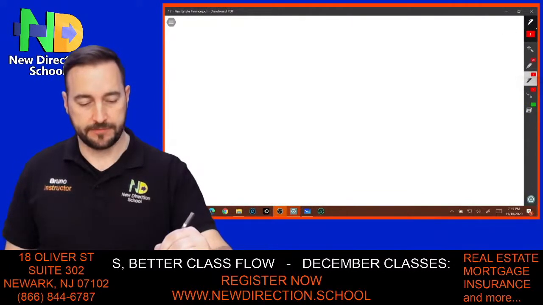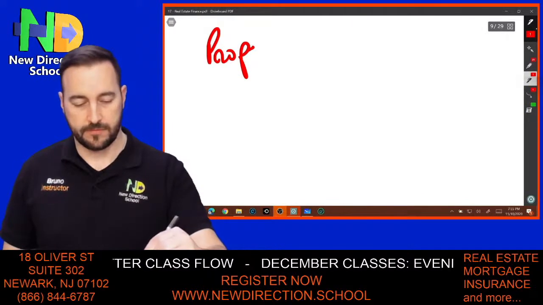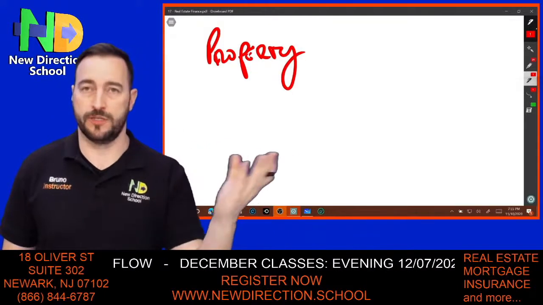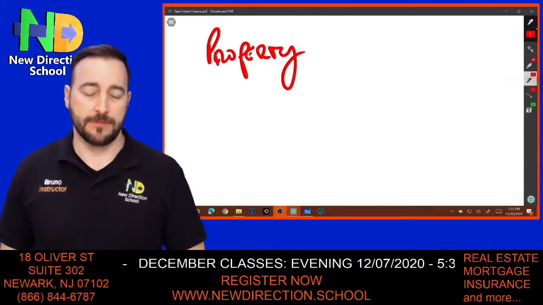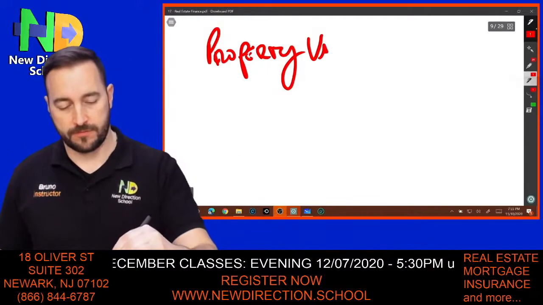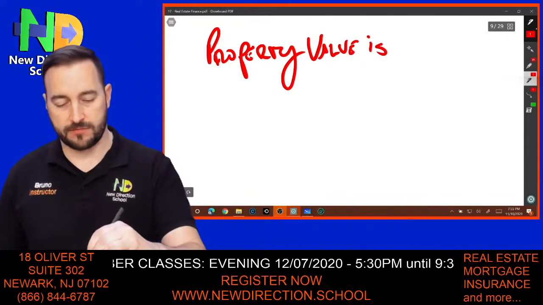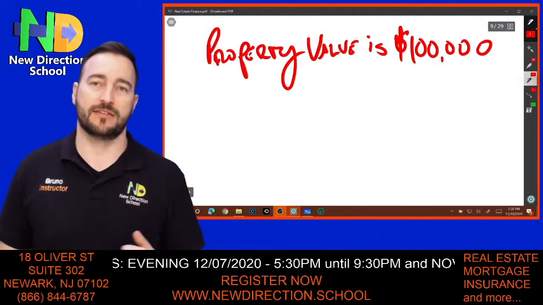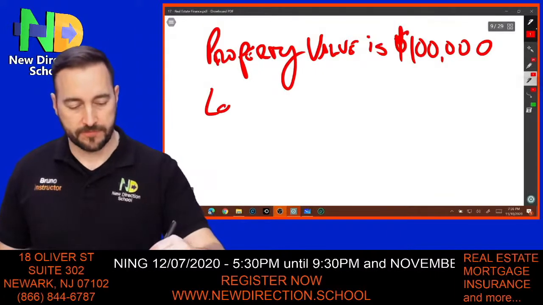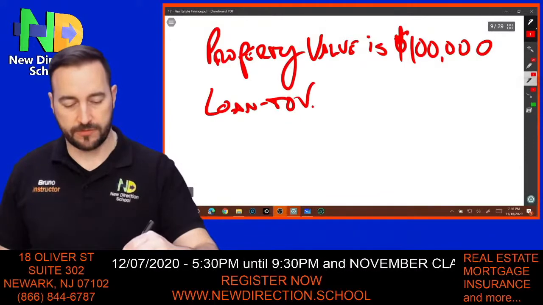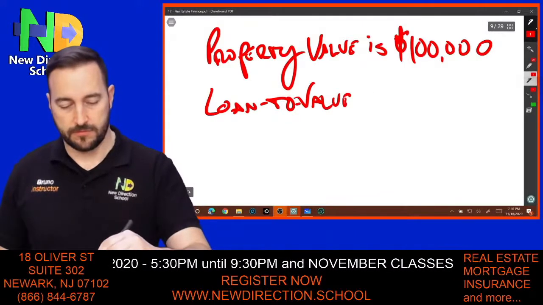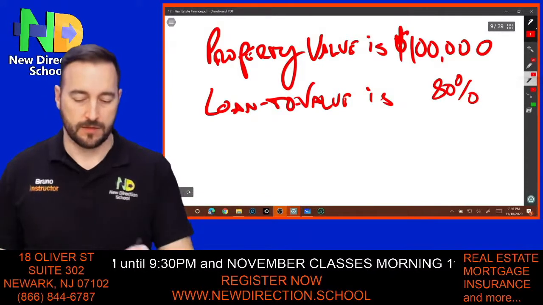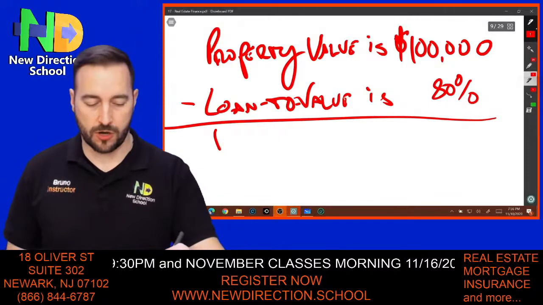The property usually sells at appraised value, right? But the property value is $100,000. And the bank says the LTV, or loan to value, is 80%. The difference between these two is called the down payment.